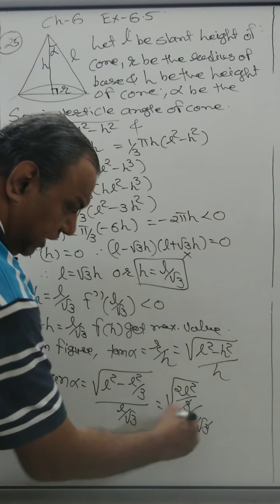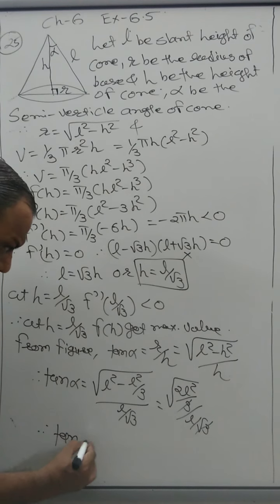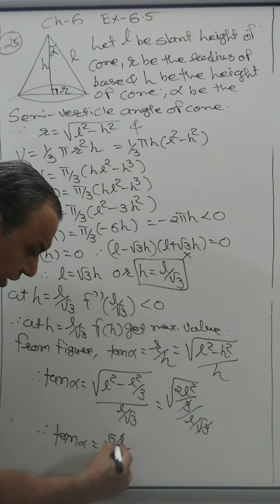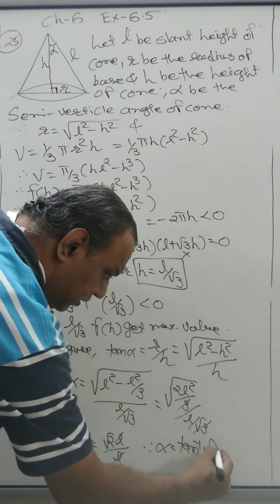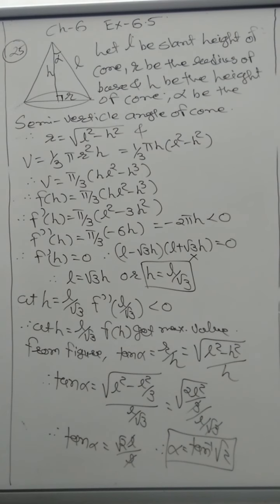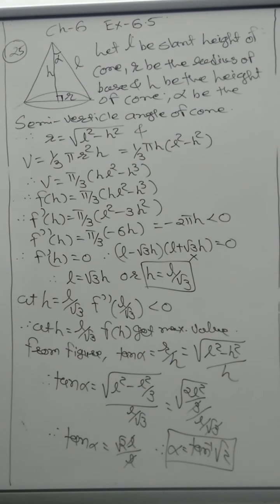So the root 3 and root 3 are cancelled. Therefore, tan alpha is equal to root 2 L upon L. L is also cancelled. Therefore, alpha is equal to tan inverse root 2. So this way we can obtain our semi-vertical angle alpha is equal to tan inverse root 2 of the cone, right?